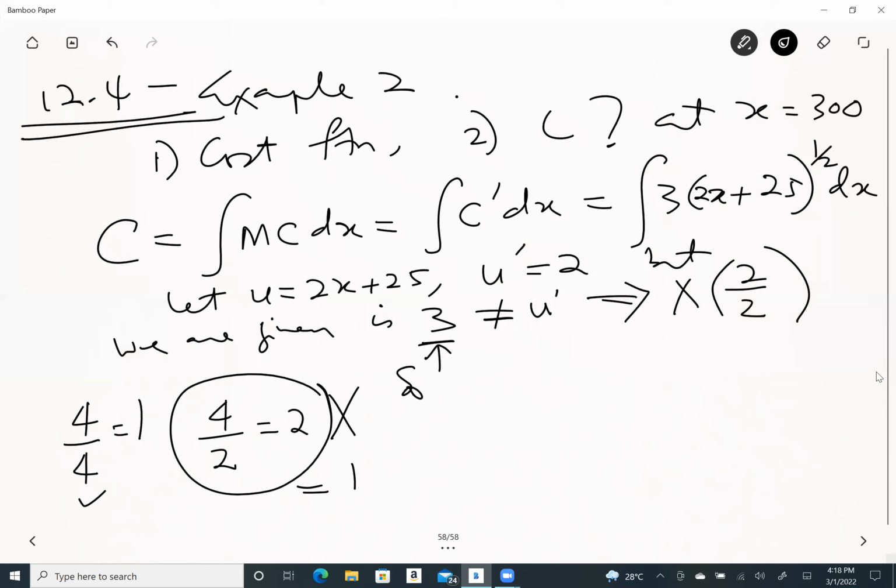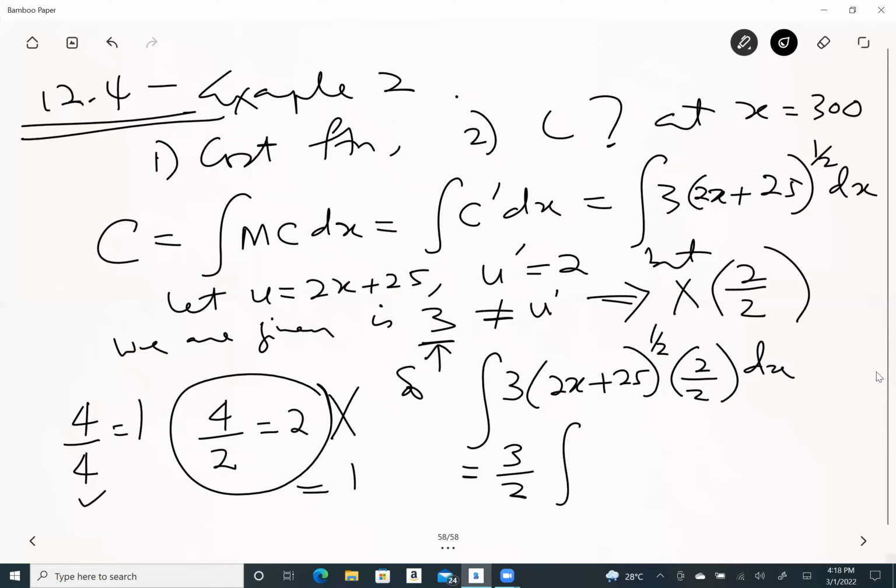I write down the integral. So I have 3. Okay. You write down the 3. And then you got 2x plus 25 to the power of half. You multiply by 2/2. So you bring the numerator, the denominator outside. So that is equal to 3/2. Now you have the form u prime and u. I'm sorry, not u prime. It's u prime. That is equal to 2 dx.